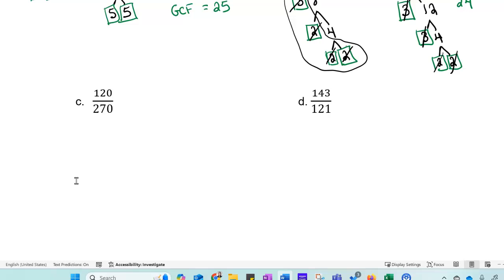Try C and D using prime factors to reduce and make sure that you use that factor tree. And then once you've done that, figure out what the greatest common factor is for each fraction.